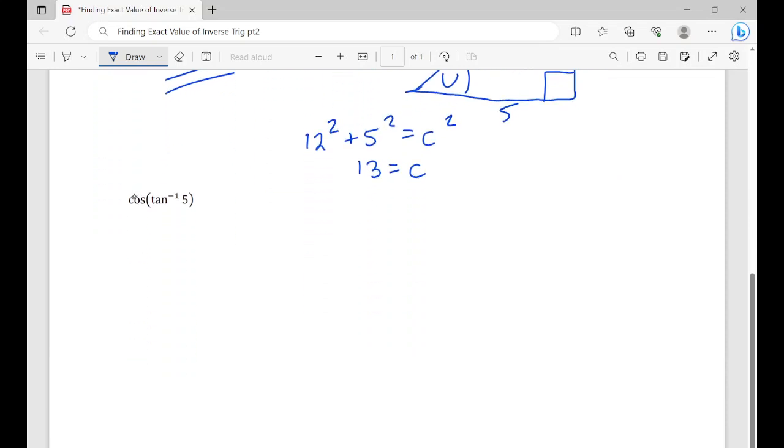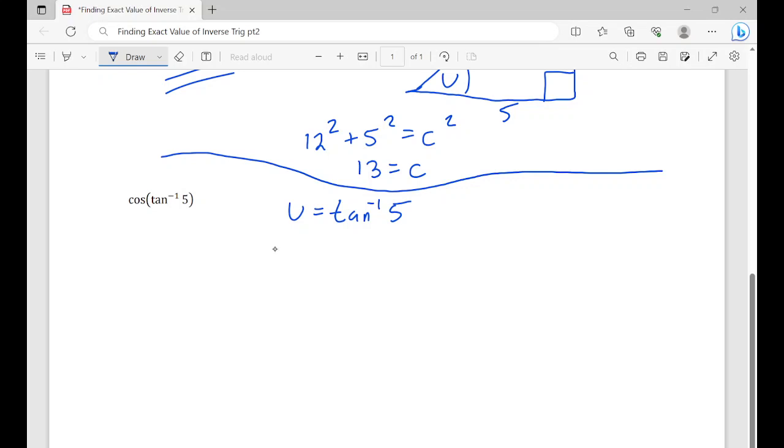Last, we have cosine of arctangent of 5. I'm not going to treat it any differently. I'm going to go about it the exact same way. So u equals arctangent of 5. And I'm going to take the tangent of both sides, and I'm going to end up with tangent u equals 5. Again, I'm going to go back to my trusty unit circle. Or sorry, my right triangle, not my unit circle.